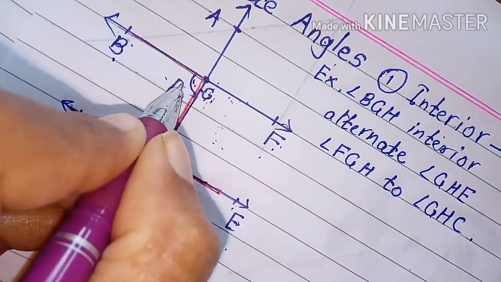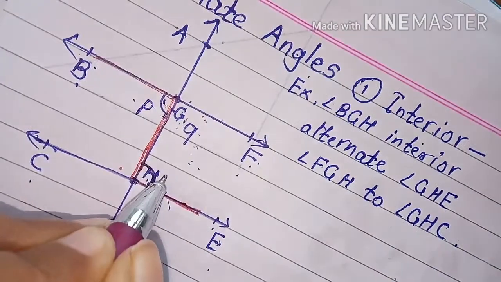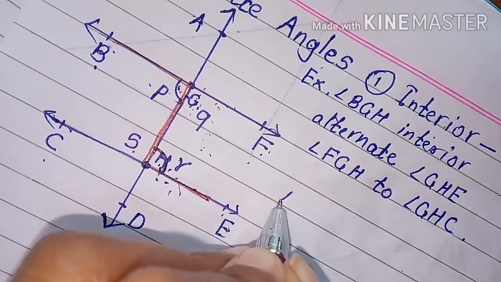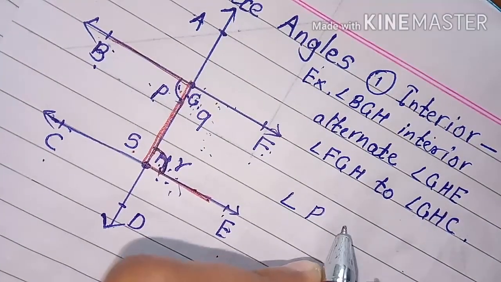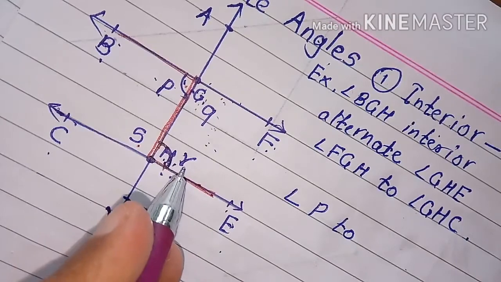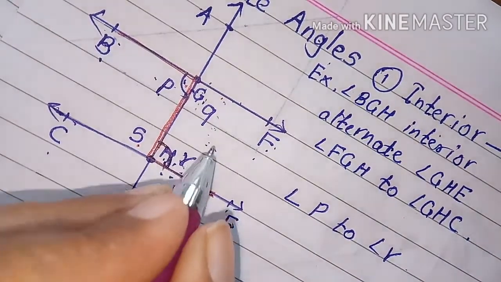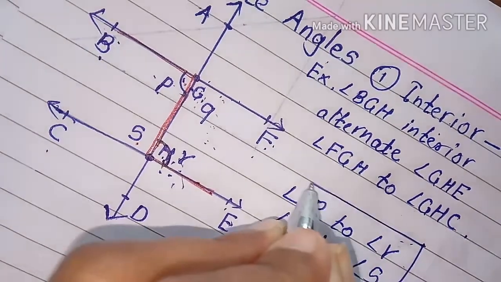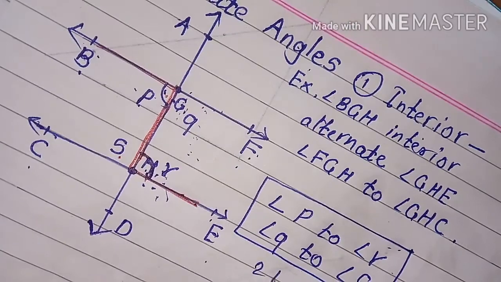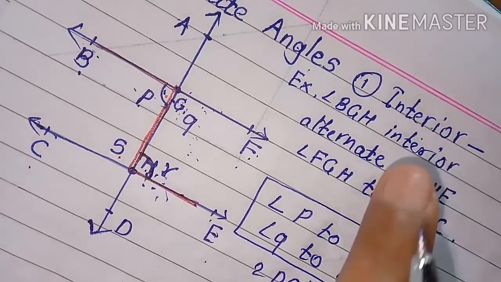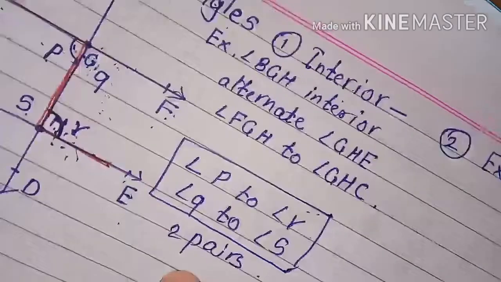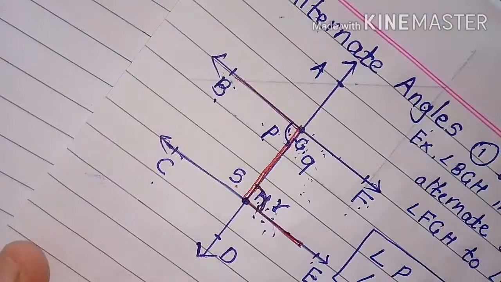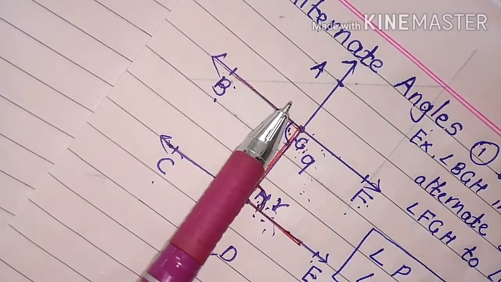Suppose this angle is P, this one is Q, this one is R, and this one is S. So from this diagram we say that angle P is interior alternate with angle R, and angle Q is alternate to angle S. So there are two pairs of interior alternate angles. And now see exterior alternate angles.